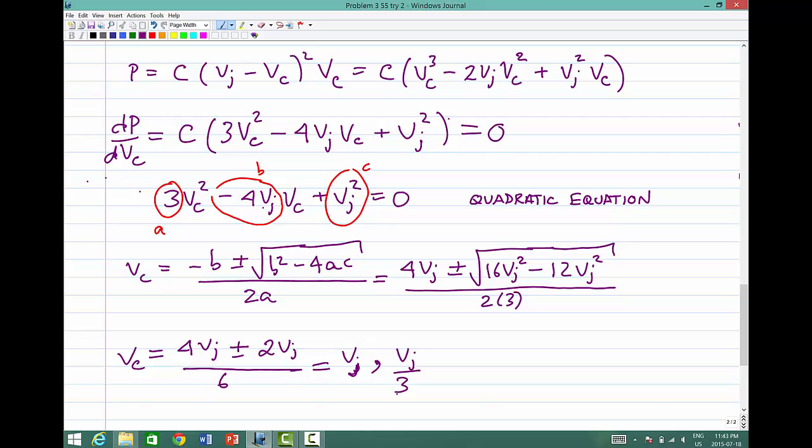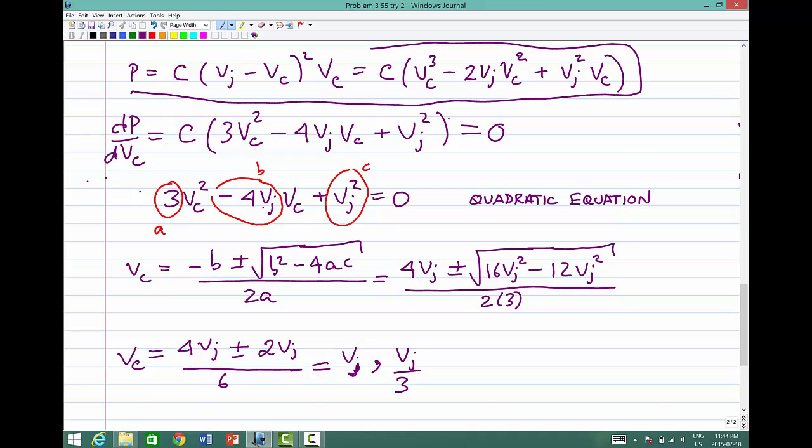Now let's just look at these two answers and see which one is the maximum. If we put the cart velocity back up here, we have the expression for power, right? If you put the cart velocity here equal to Vj, you can see you get 0. So this corresponds to the power equal to 0. So this is obviously not a maximum. So the maximum power corresponds to the cart velocity equal to the jet velocity divided by 3.